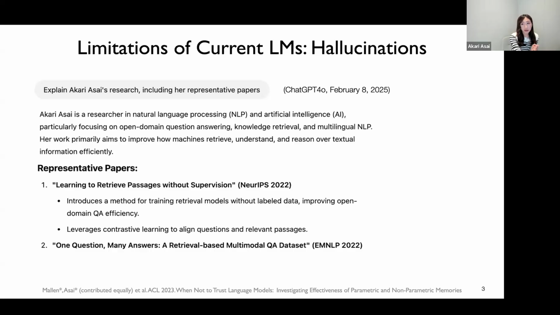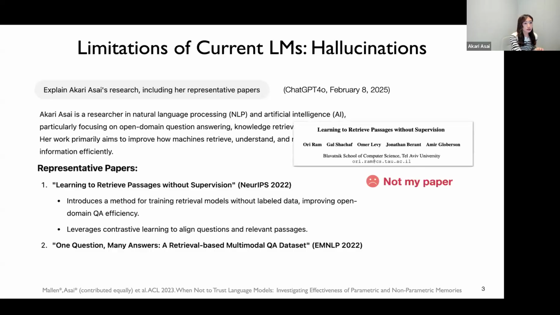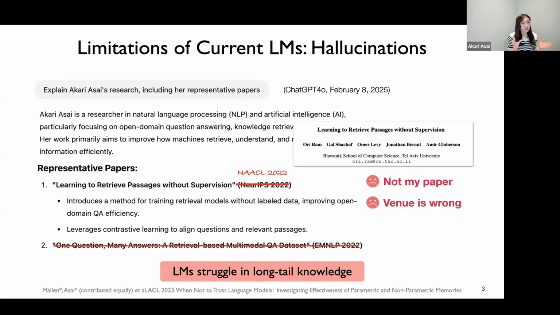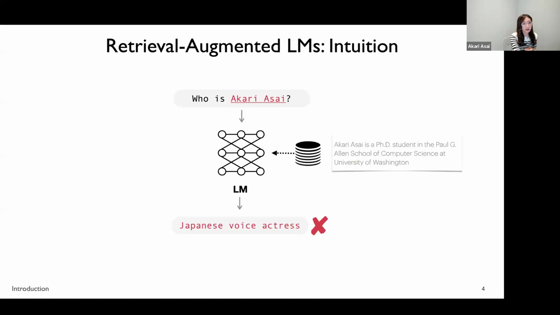The first paper it mentioned was real, but it was not written by me. Also, the second paper is related to my previous work, but this paper title doesn't exist. As you can see, language models often struggle with long-tail knowledge, or knowledge that is underrepresented in pre-training. How can we overcome such long-tail hallucination? The challenge here is that for less popular concepts, even if they appear in pre-training, language models can't effectively memorize or retrieve knowledge in their parameters.